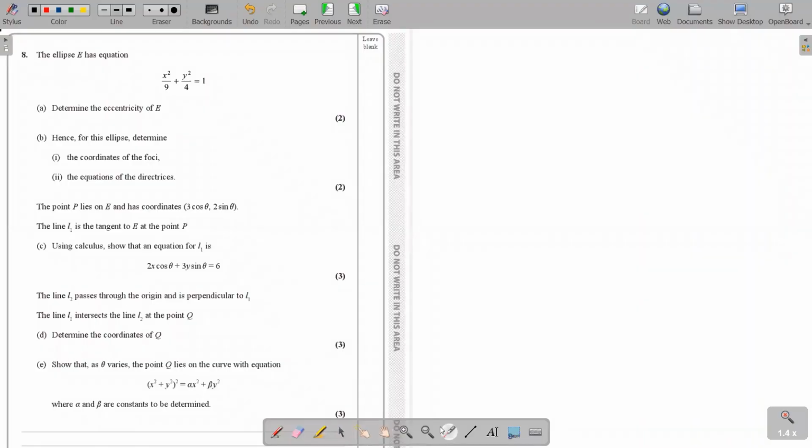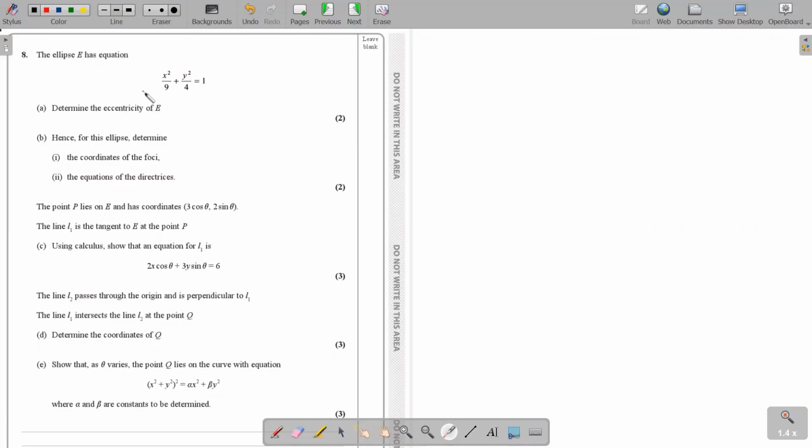Okay, question number 8. They say the ellipse E has equation x squared over 9 plus y squared over 4 equals 1. Determine the eccentricity of E. So you can see here x squared over a squared plus y squared over b squared equals 1. In this ellipse, a is greater than b, which means the major axis is the x-axis. So that also needs to be considered when you are doing this, right?